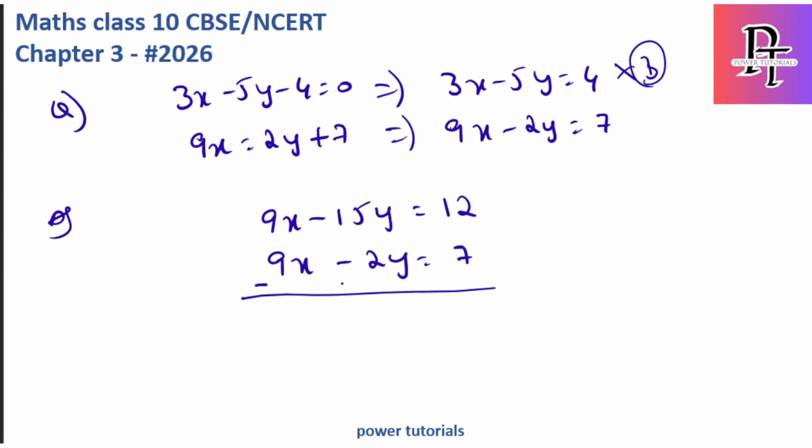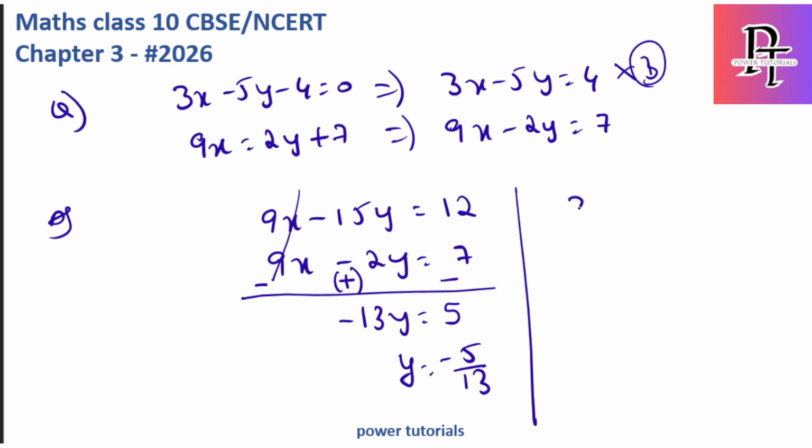So minus, minus is there, so I will keep it as plus. Nothing is there, so I will keep it as minus. 9x cancelled out. Minus 15 plus 2 is minus 13y is equal to 12 minus 7, which is 5. So the y value I got is minus 5 by 13. Substitute in the first equation: 3x minus 5 into minus 5 by 13 is equal to 4.